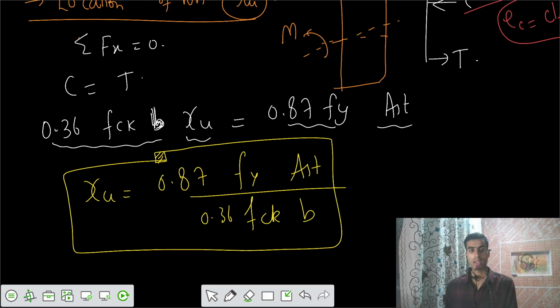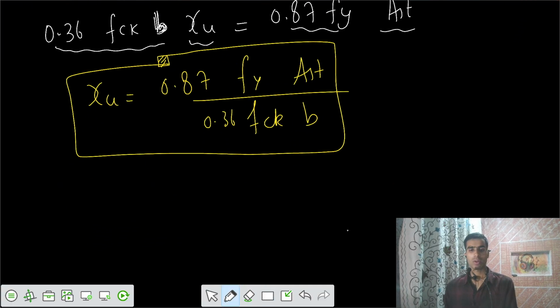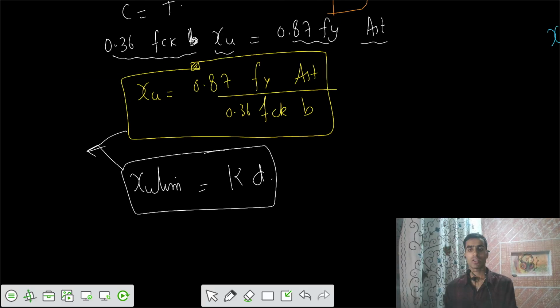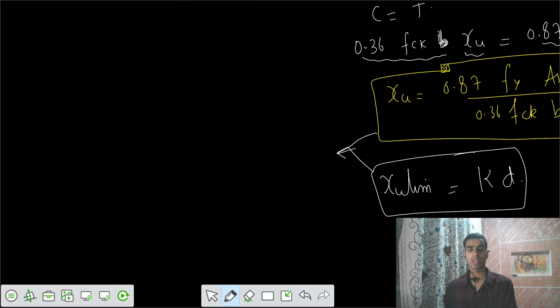Now we have one more condition, xu limiting, that we calculated as some k times d, the effective depth. Now we need to compare the two, and based on this, three different conditions are possible. First condition: xu equals xu limiting. Second condition: xu less than xu limiting. Third condition: xu greater than xu limiting.